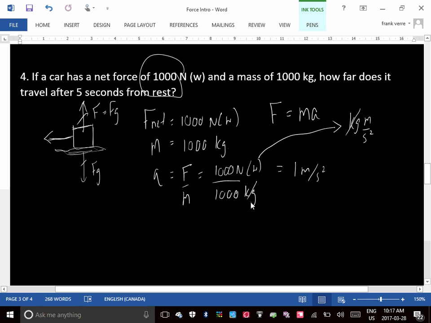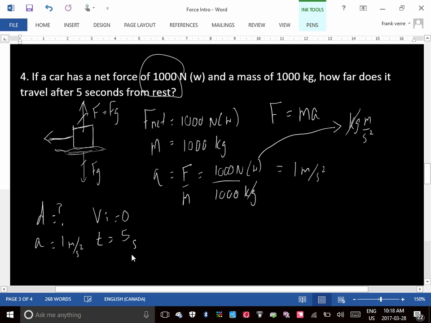But that's not the question. The question is how far does it travel? This is now where we go back to the kinematic stuff, because you have acceleration and you have rest. So when we think about the distance, think about what you have. Your initial speed is 0. You have your acceleration, which is 1 meter per second squared. You have your time, which is 5 seconds.